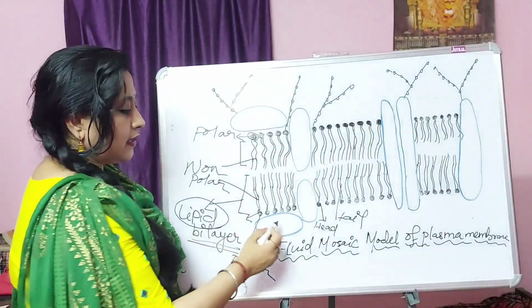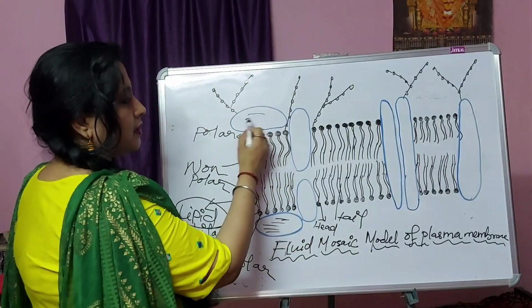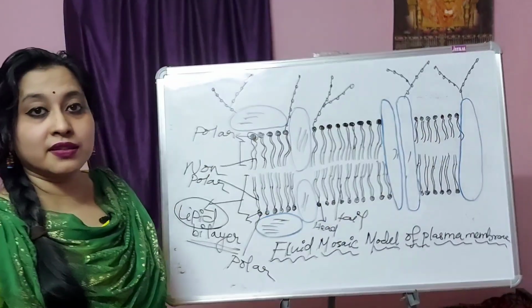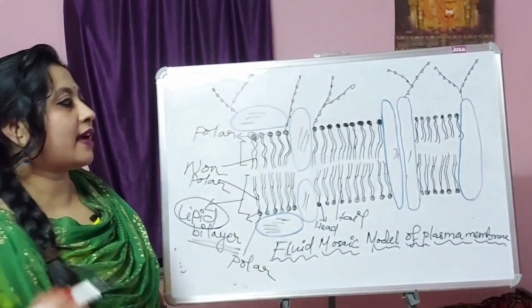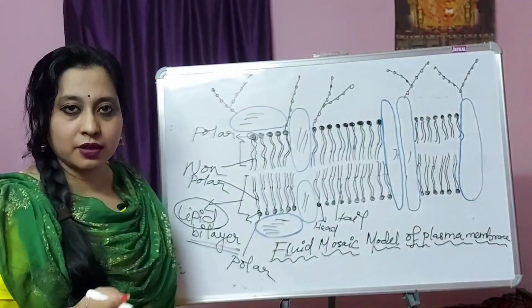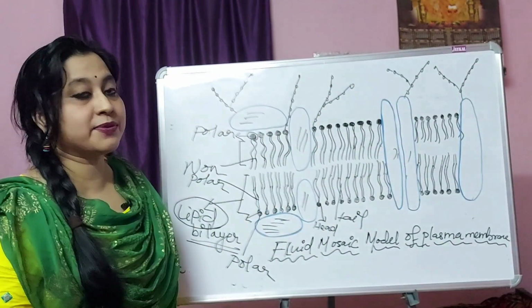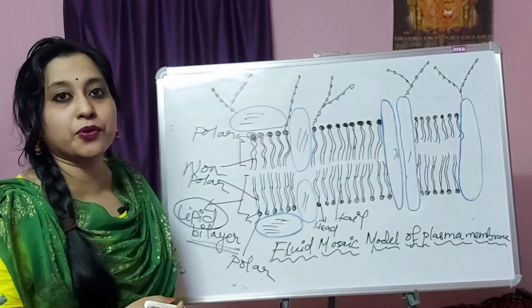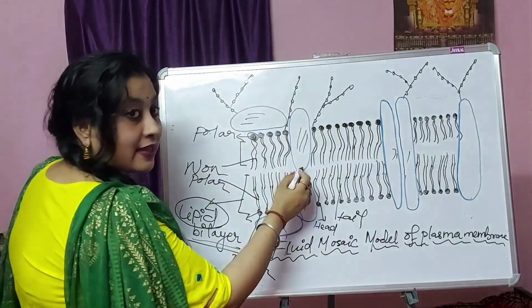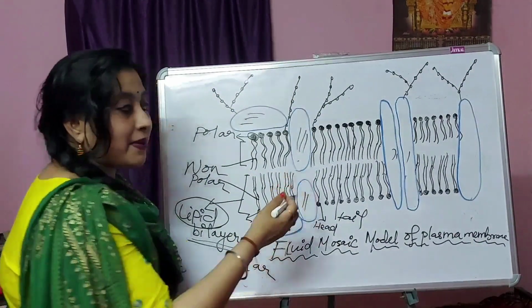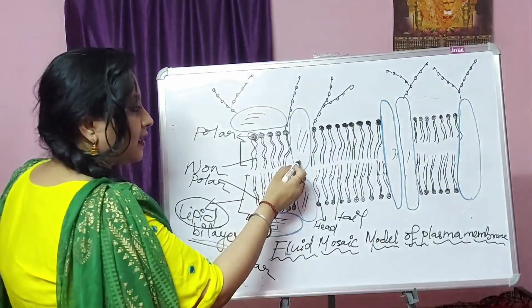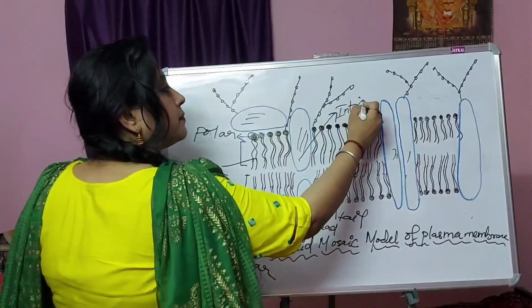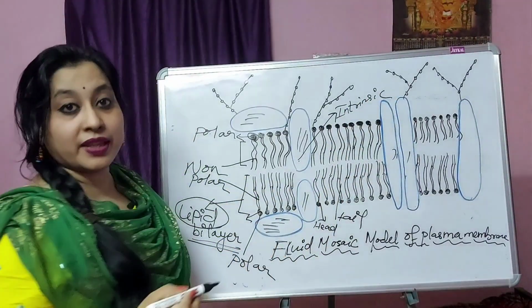If you see this blue color structure, this structure, this structure, these are all proteins. If you see the arrangement, they appear in a mosaic manner, and two types of proteins are present: integral protein or intrinsic protein. Some proteins are embedded in the lipid bilayer. Here this protein is an intrinsic protein.